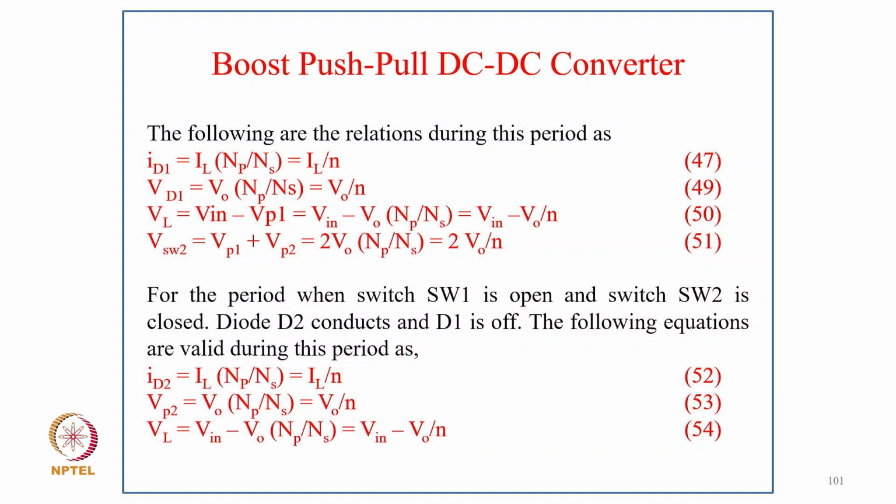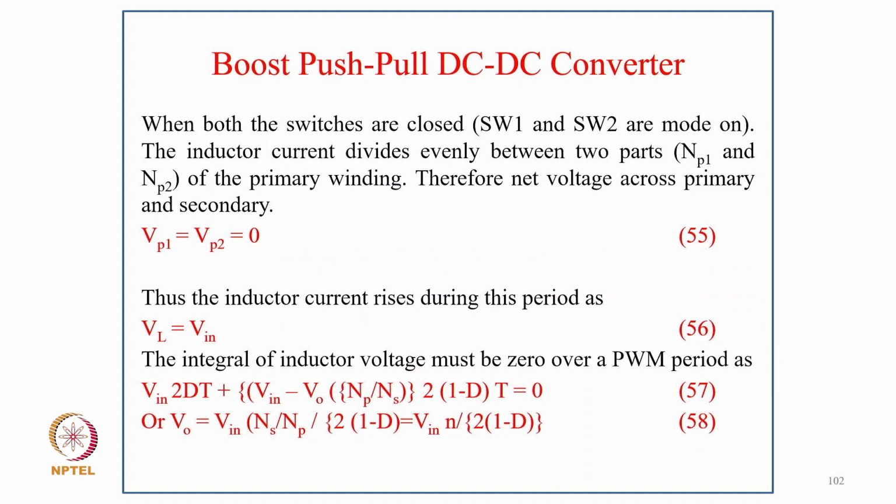So ID equal to IL Np upon Ns equal to IL upon small n, VP2 equal to VO Np upon Ns equal to VO upon N, and VL equal to Vin minus VO Np upon Ns, equal to Vin minus VO upon N. When both the switches S1 and S2 are turned on, the inductor current divides evenly between the two parts Np1 and Np2 of the primary, therefore the net voltage across the primary is zero. So VP1 equal to VP2 equal to 0. Thus the inductor current rises during this period, that is VL equal to Vin.